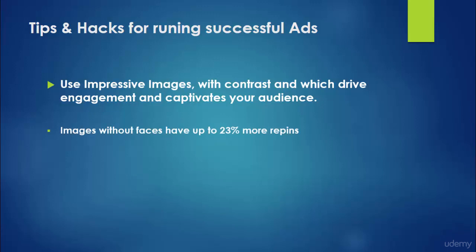Images without faces have up to 23% more repins. On the other hand, the difference between Pinterest and other social media platforms like Facebook, which is especially created to put an image with your face, for people. On Pinterest, things are a little bit different. So if you don't include an image of yourself, with your face or other type of images, you will get 23% more repins. More repins means more exposure to a different audience, to the audience of your friends, to the friends of your friends, and so on. So much more exposure for you.